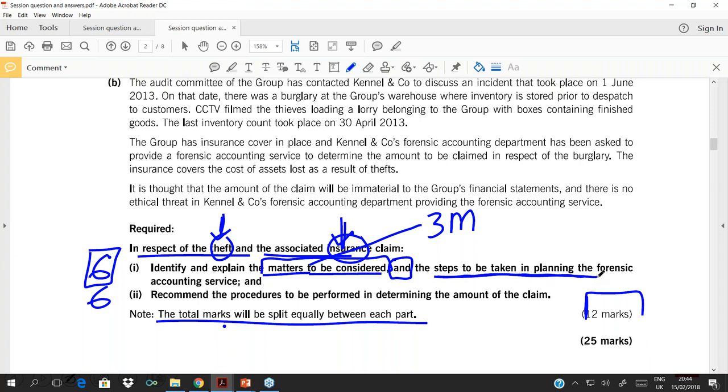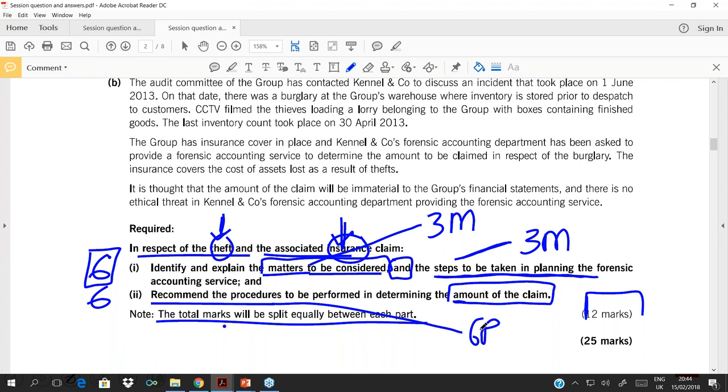So how many marks should I write for steps to be taken in planning? 3. So 3 marks for steps in planning, 3 marks for matters for theft and insurance claim. And then the examiner says recommend the procedures for the amount of claim. So how many procedures should I write? I should be writing 6 procedures, right? 6 marks.